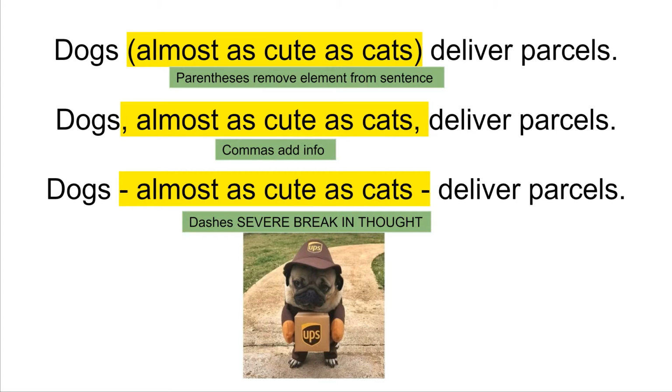And just remember that dogs deliver parcels. You can pull that part out. That's one way that you can know whether it's a parenthetic element or not. Often you'll see more than one parenthetic element in a sentence, so it can get pretty complicated.